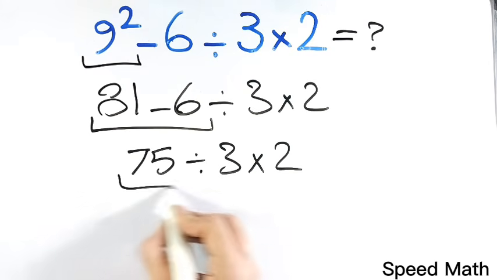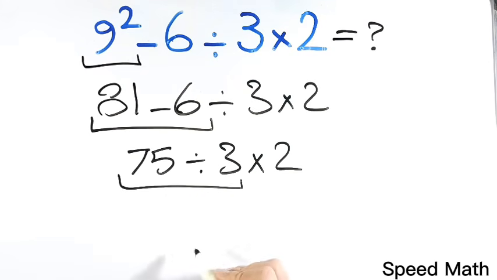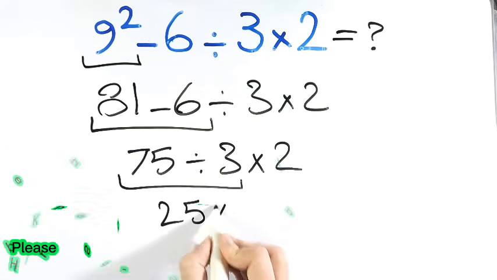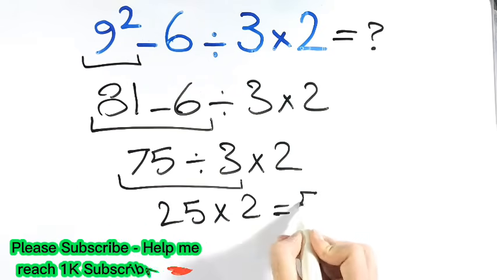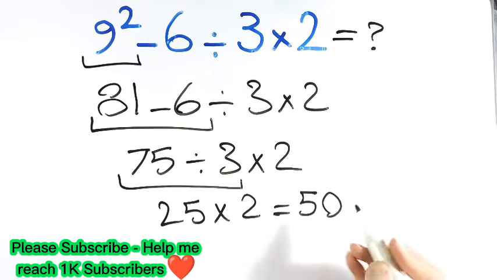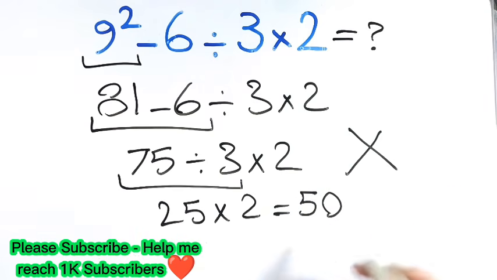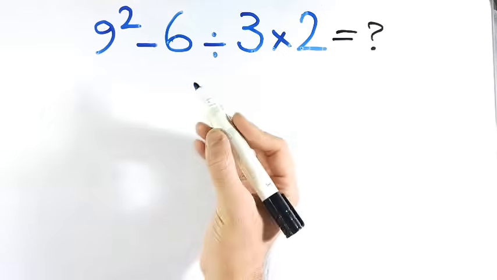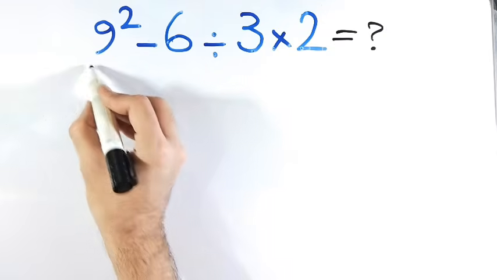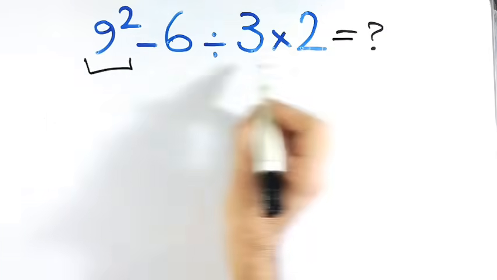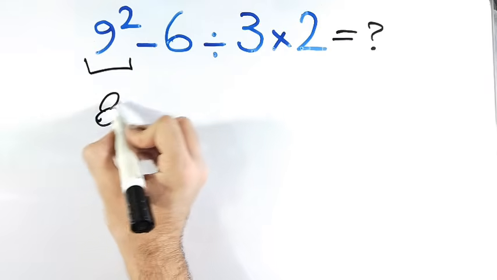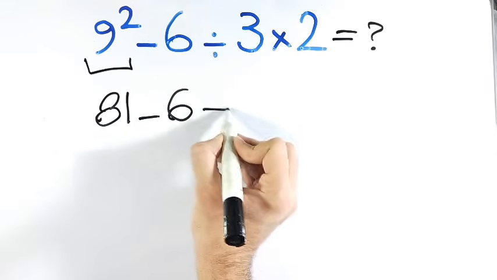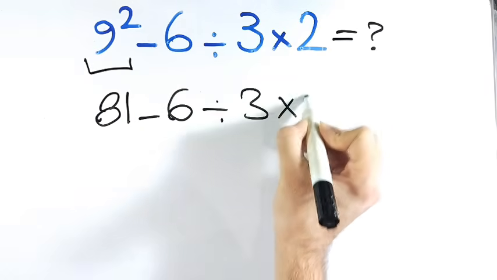Then, they go for the division between 75 and 3, and instead of this expression, they write 25 times 2, which finally gives them the answer 50. However, this answer is absolutely wrong. Also, some other people when solving this question, first go to the exponent, and instead of this expression, they write 81 minus 6 divided by 3, then times 2.